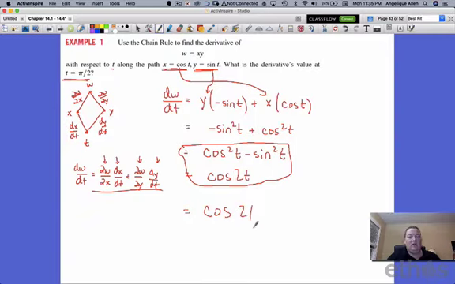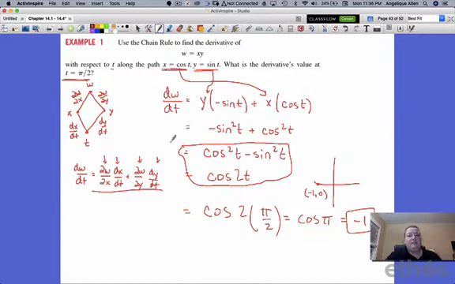Cosine of 2 times pi over 2 is going to be the cosine of pi. And if you recall, pi over here is -1, 0. Cosine is the x-coordinate. And there you go. All right, example 1 is done.